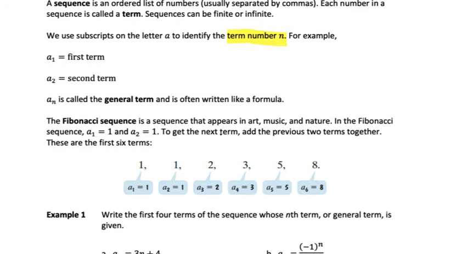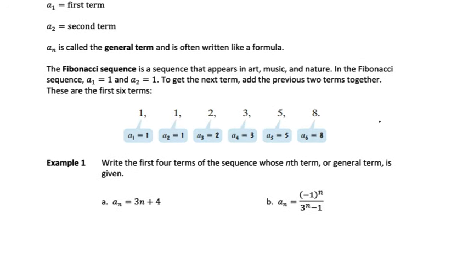One example of a famous sequence is the Fibonacci sequence. In the Fibonacci sequence, the first two terms are both 1, and to get the next term, you add the previous two terms together. So the first 6 terms: the first term is 1, the second term is 1, the third term is 1 plus 1, which is 2, then we have 2 plus 1, which is 3, 5 plus 3, which is 8, and 8 plus 5, my next term is going to be 13. And you can see this written with the notation down here: a sub 1, a sub 2, a sub 3, a sub 4, a sub 5, and a sub 6.